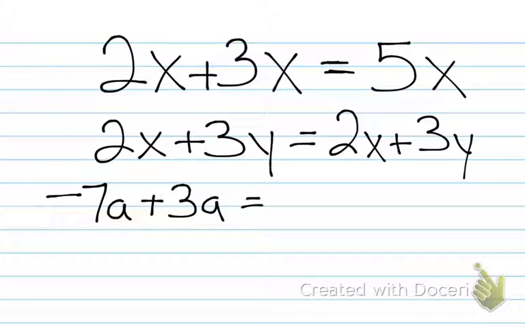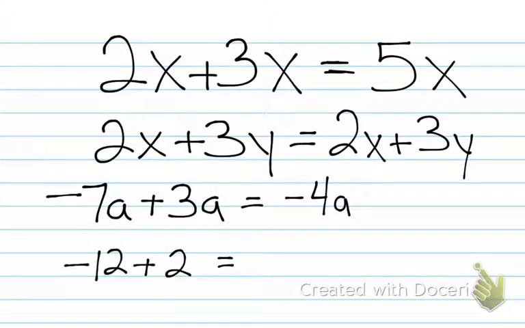I can do negative 7 plus 3, which is negative 4a, okay? Did that clear up maybe some questions? All right, so the sign doesn't matter as long as it's the same variable. What about negative 12 plus 2? Are those like terms?